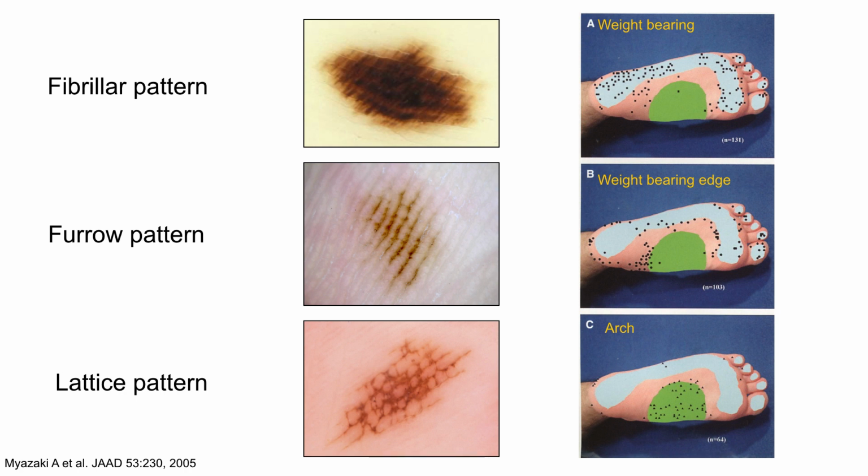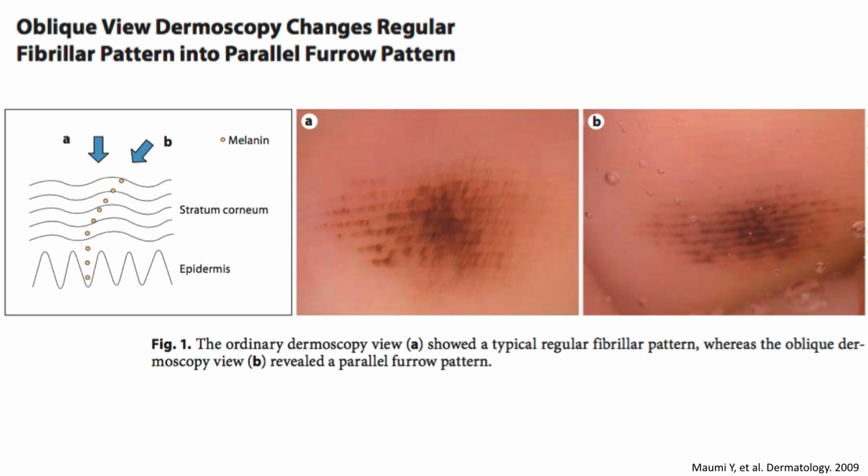These patterns have some anatomic distribution. The fibrillar pattern is most frequently seen on weight-bearing sites, the furrow pattern on weight-bearing edges, and the lattice pattern on the arches. A neat trick that can be helpful when evaluating lesions with a fibrillar pattern is to use oblique or tangential dermoscopy. Applying that tangential pressure can change the appearance of a regular fibrillar pattern into a parallel furrow pattern.